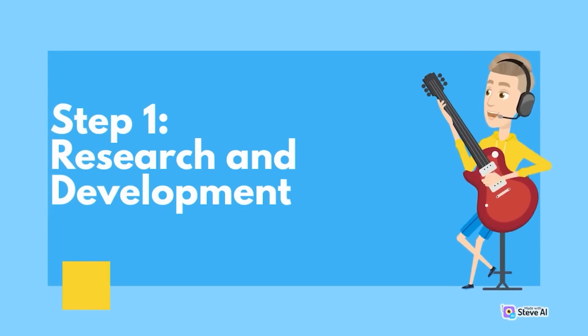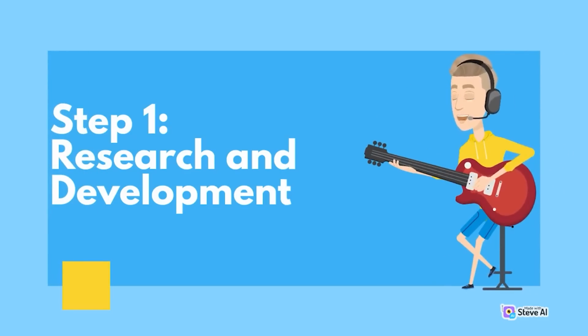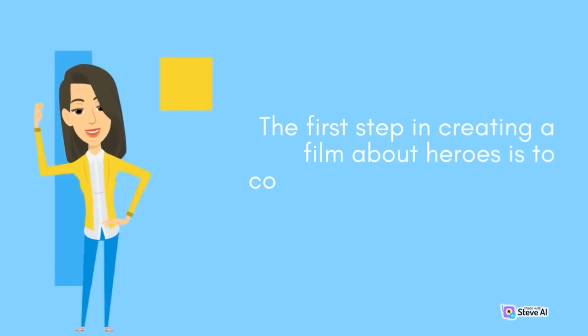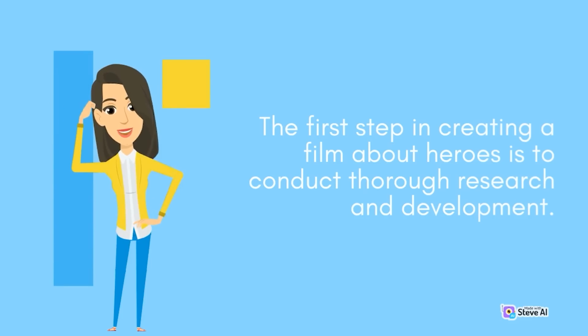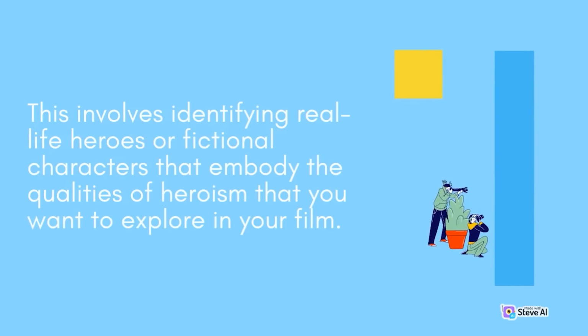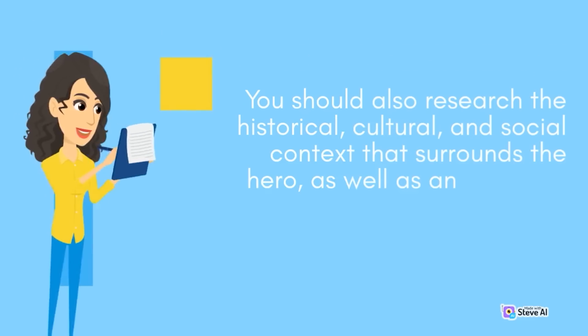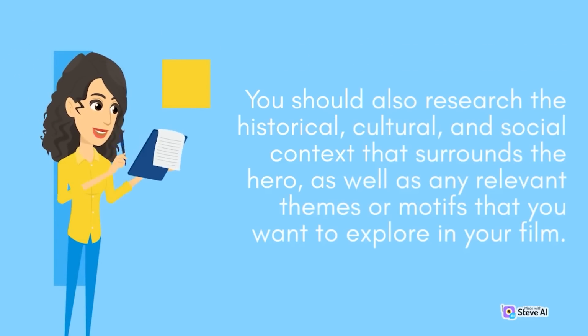Step 1: Research and development. The first step in creating a film about heroes is to conduct thorough research and development. This involves identifying real-life heroes or fictional characters that embody the qualities of heroism that you want to explore in your film. You should also research the historical, cultural, and social context that surrounds the hero, as well as any relevant themes or motifs that you want to explore in your film.